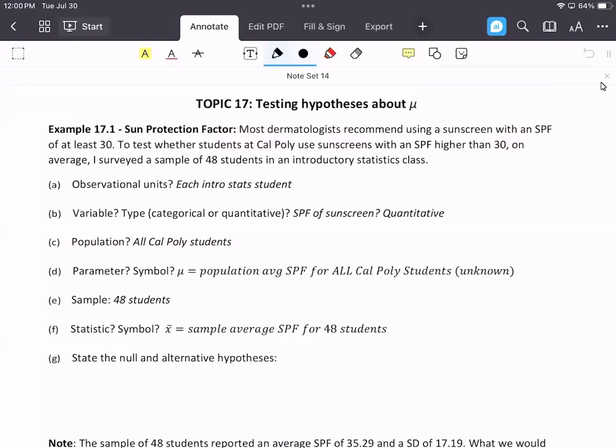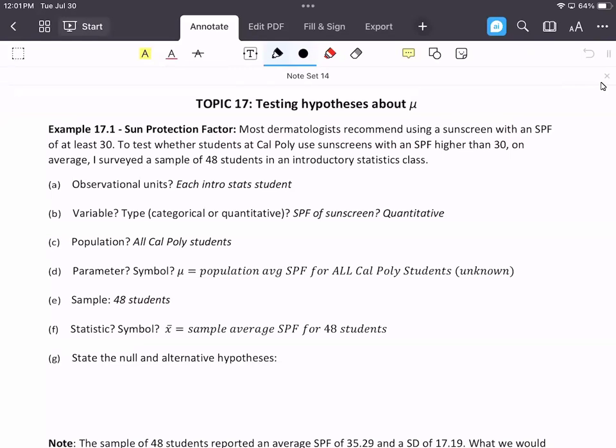Topic 17. Now we're going to look at testing hypotheses about mu, the population mean. You're going to notice this example is pretty well filled out. What I'd like you to do is pause the video. Well, actually, let's go through the problem statement first. And I'm going to have you pause the video and see if you understand where everything came from in A through F.